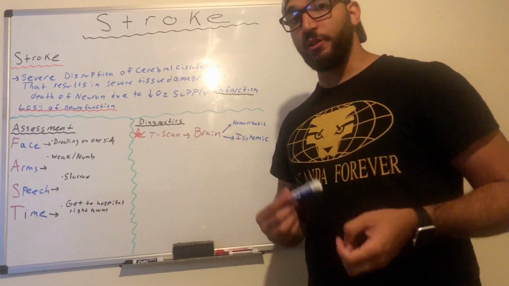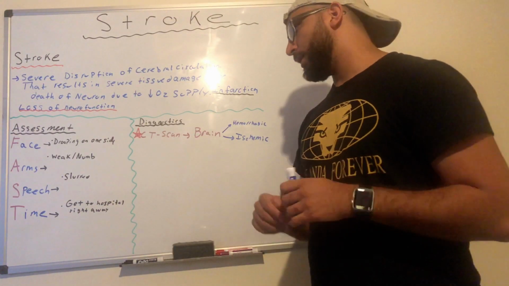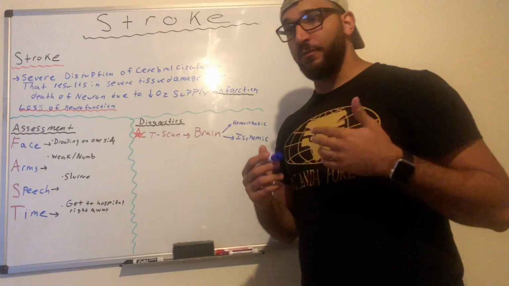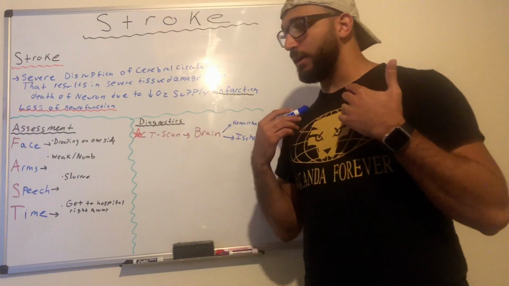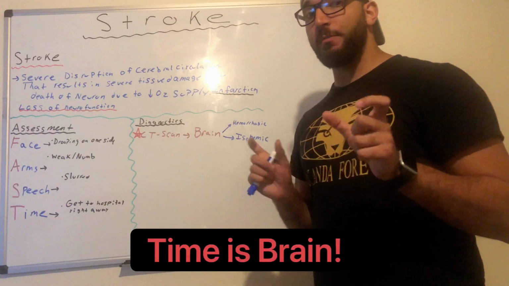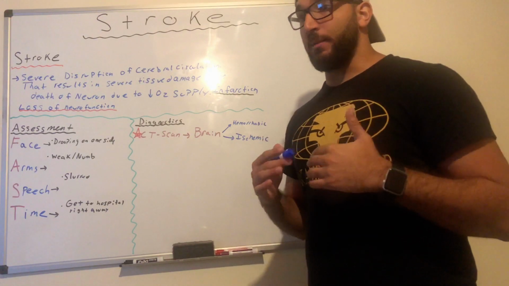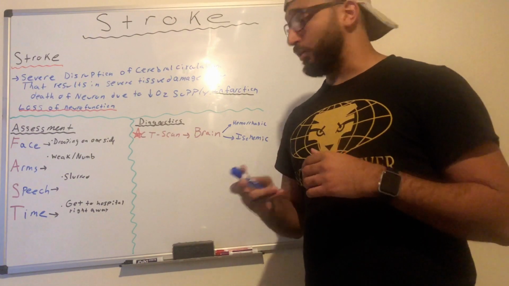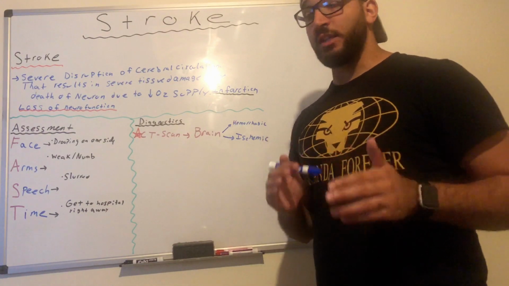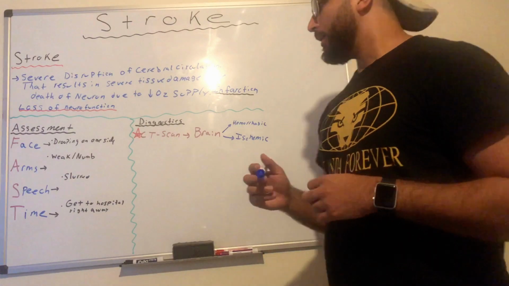If the speech is slurred, that could be indicative of a stroke. Also, the timing. It's important for family members to bring the patient to the ER as soon as possible. Time is brain, meaning we don't have that much time to allow the brain to recover as much as possible. So they need to come to the hospital right away so they can get the proper treatment.